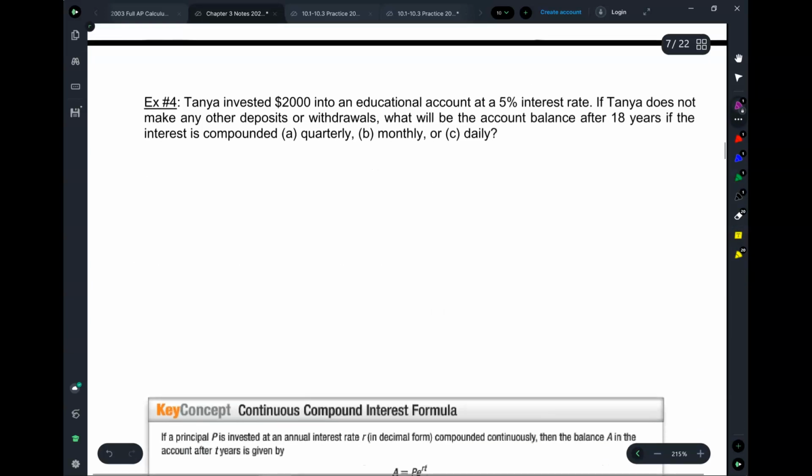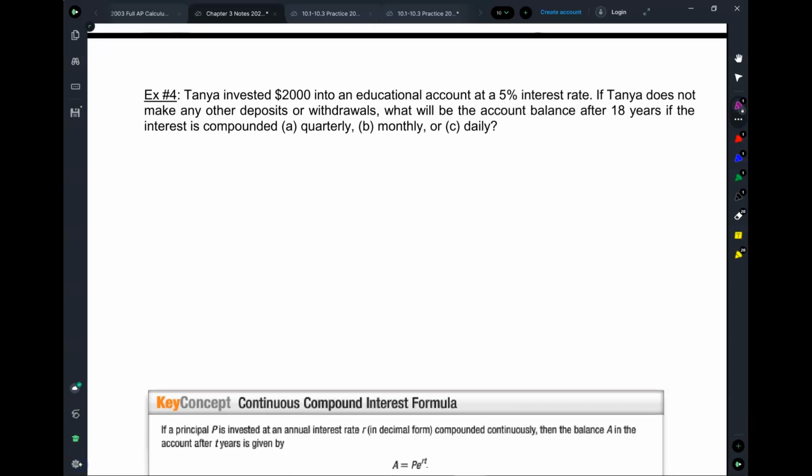So take a look at this. Tanya invested $2,000 into an educational account at a 5% interest rate. It never says that someone is getting paid bi-weekly. We've been having this discussion. Okay, let's do that later. Is it 2 times a week or 2 times a month? Month. If it's bi-weekly, it's not by month. Okay. If Tanya does not make any other deposits or withdrawals, what will be the account balance after 18 years, if the interest is compounded quarterly, monthly, or daily?